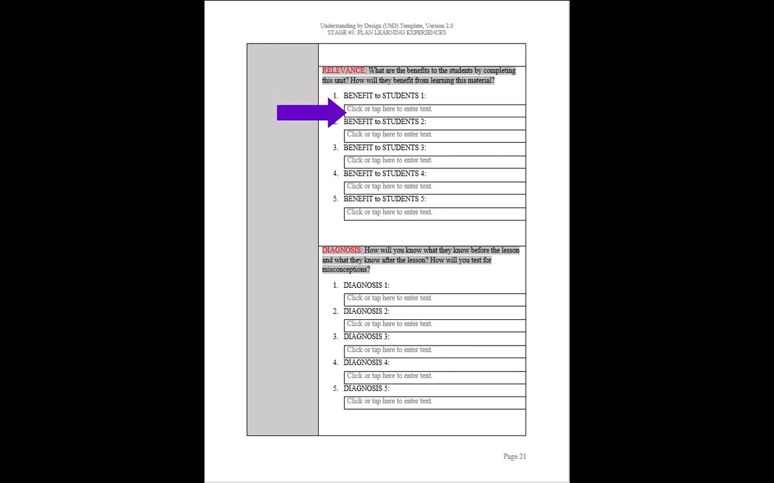The second subsection is the diagnosis subsection, and this explains how you'll know what the students know before the lesson, so maybe a pre-assessment, and then what they will know after the lesson, so that would be a post-assessment. And also how you will test for misconceptions. So you will list all of those activities here in these boxes.